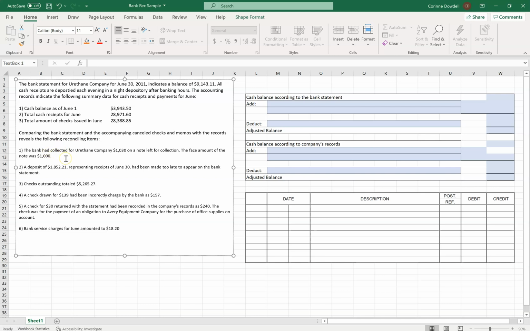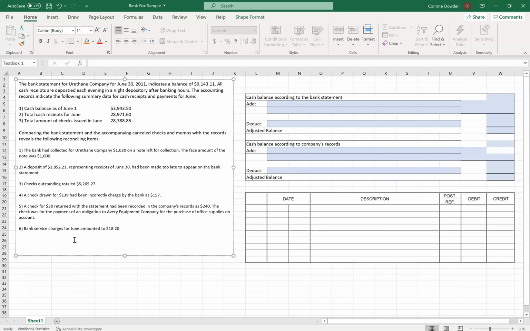The bank had collected from Urethane Company $1,030 on a note left for collection. The face amount was $1,000. A deposit of $1,852.21 representing receipts of June 30th had been made too late, so it didn't appear on the statement. Checks outstanding, deposited just over $5,200. There was an error in a charge for a check drawn. A check for $30 was returned; in the company's records, it's $240. The check was for payment of an obligation to Avery Equipment Company for the purchase of office supplies on account. And then we had a bank service charge.